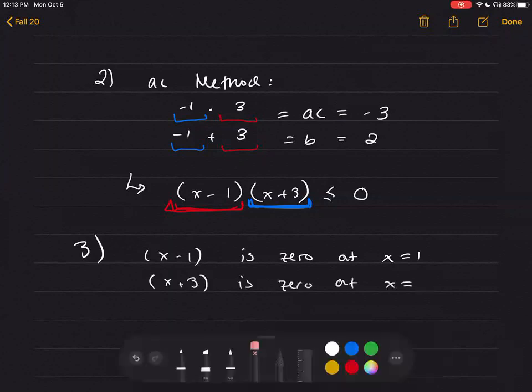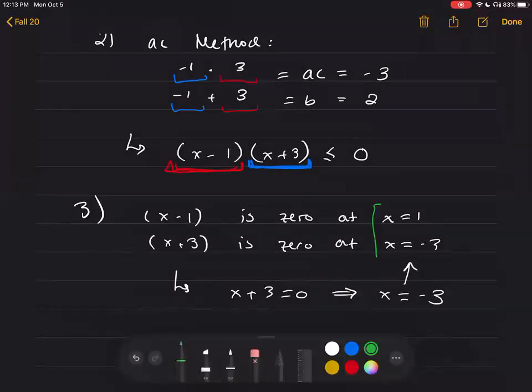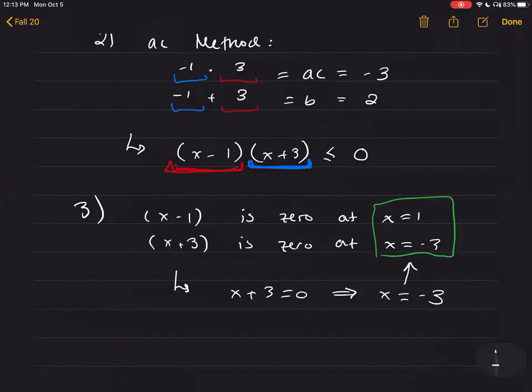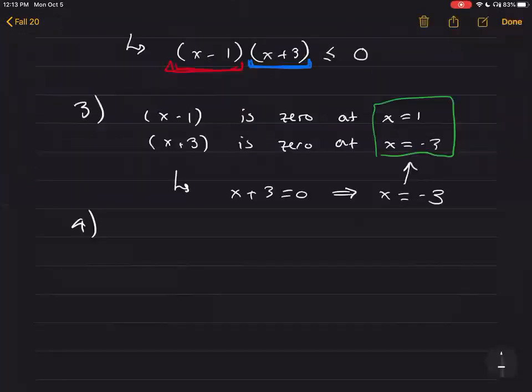And then this one is 0 at x equals, not 3, sorry, -3. And if you wanted to see that in more detail, for the second one, you would do x plus 3 equals 0, and then subtract 3 from both sides to get x equals -3. And so that's where that comes from. And so now we know that our zeros are 1 and -3, which is good because now we can do number 4, which is make a table. And what I mean by that is, you might have something that looks like this. So we have the x minus 1 factor here and the x plus 3 factor here.